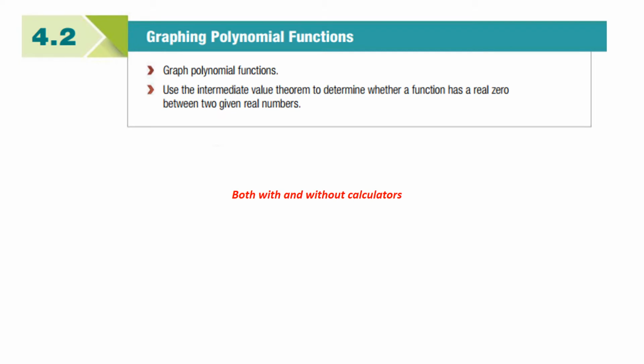Today's lecture covers section 4.2. We're going to have two prime learning objectives: graphing polynomial functions and using the intermediate value theorem to determine whether a function has a real zero between two given real numbers. And I do expect you to be able to do these kinds of tasks both with and without calculators, so keep that in mind.